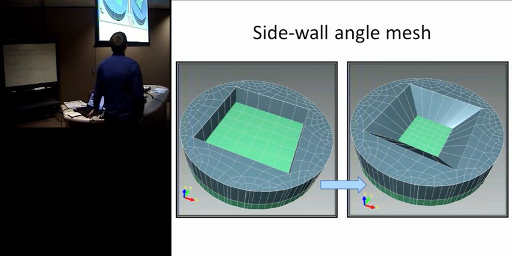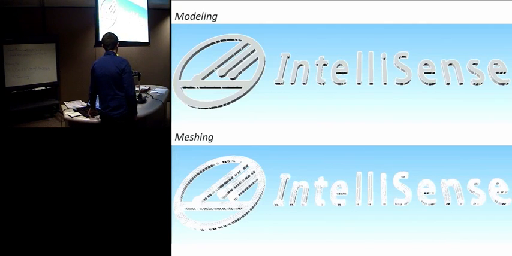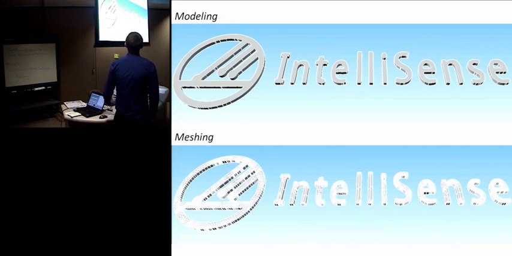Here's just an example of sidewall angle mesh. And just some examples of mesh manipulator versus the meshed view using Hexpresso.